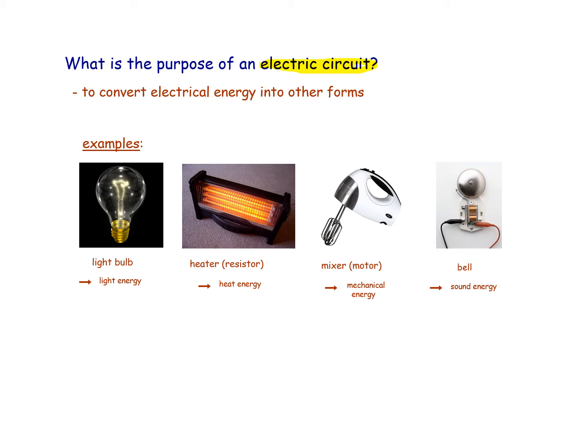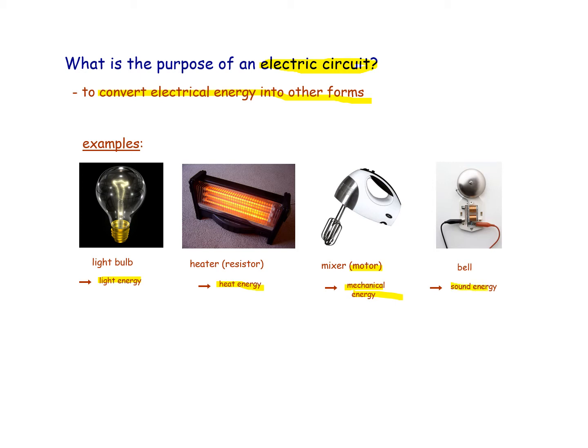A circuit, whether you have a light bulb, your heater, mixer, your bell, the doorbell, what they all do is convert electrical energy into other forms. So all of them are electricity, but here I get light. Here I get heat. Here I get mechanical energy. That means something that turns. Here, mechanical energy means mixing, like a motor. Anything that turns in a circle, we call a motor. And in a bell, I get sound.